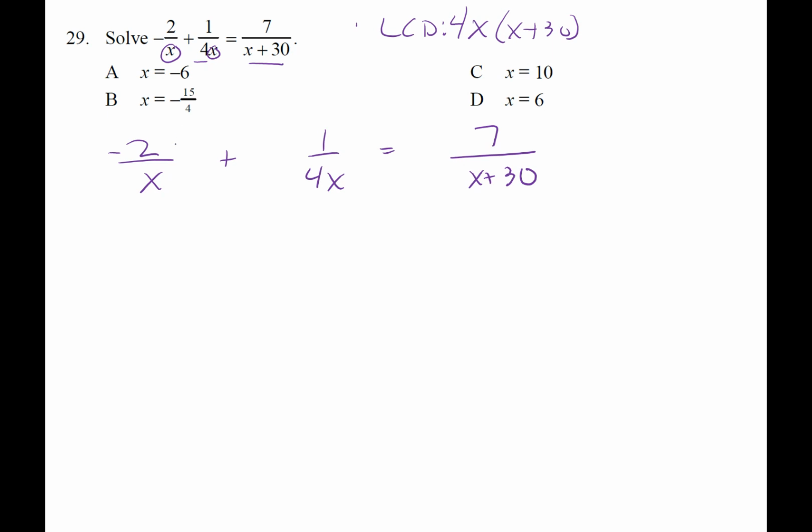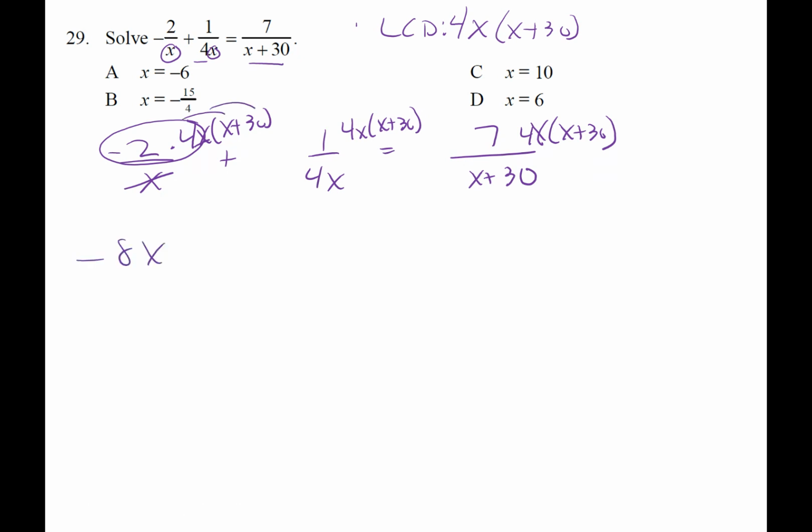So we're going to have to multiply by 4x times x plus 30, and 4x times x plus 30, and 4x times x plus 30. So over here, the x's cancel. I'm going to distribute this in because I know that negative 2 times 4 is negative 8. So I would get negative 8 minus 240. The 4x's would cancel. I distribute in the 1, so I get x plus 30. And then the x plus 30's cancel, and I multiply 7 times 4x, and I get 28x.